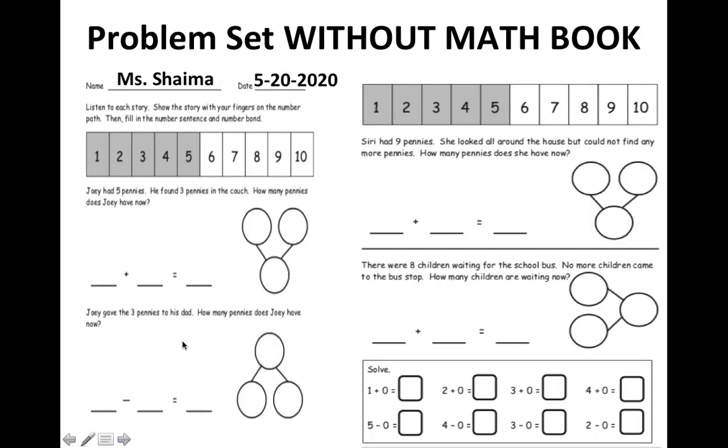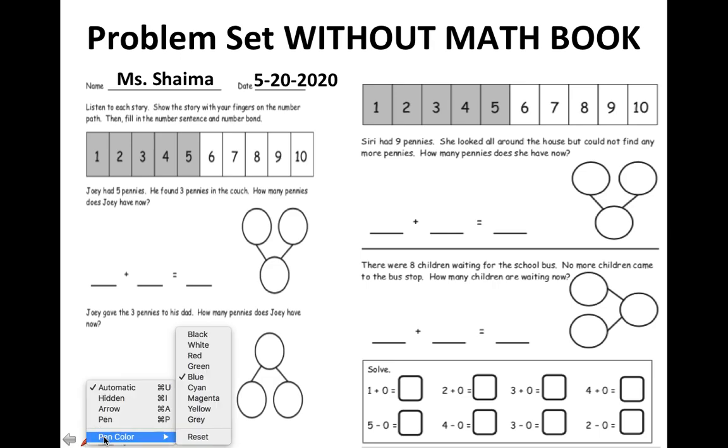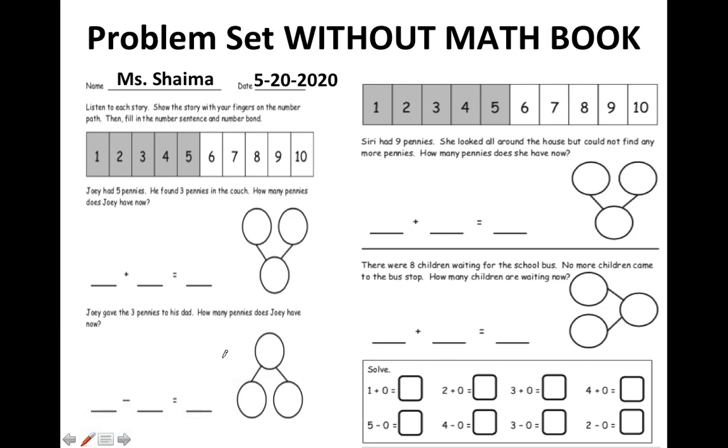So this is for the problem set. This problem set is for the students who do not have the math book. Again, this is for the students who do not have the math book. At this time, we're doing number sentence and number bonds using number path. Joey had 5 pennies. He found 3 pennies in the couch. How many pennies does Joey have now?